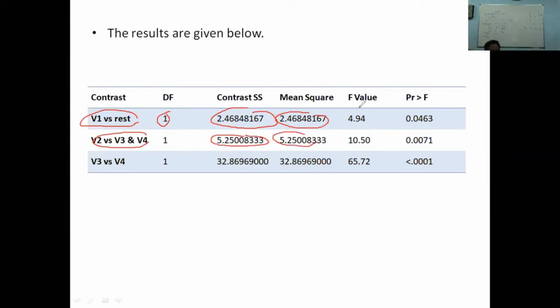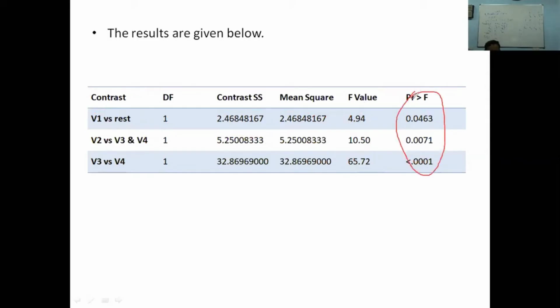Then we can calculate the F value. The error degrees of freedom, error sum of square is not given there, so it is partially taken from the table. So here this is the F value, this is another F value for contrast 2, this is the F value for contrast 3. Based on that, we can see whether it is significant or not, right?